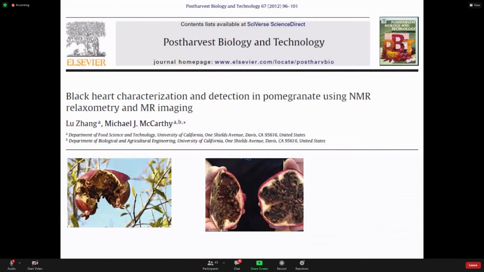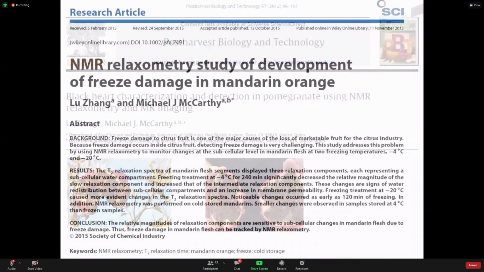Okay, this is the blackheart disease that I mean in pomegranate. So blackheart disease results in the pomegranate arils being black. So this is basically a spoiled pomegranate. And whenever you look at the relaxation times of this pomegranate overall, we observe that the T2 times were significantly different, and we had a different relaxation spectrum profile.